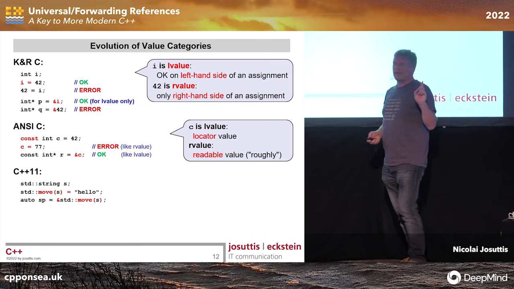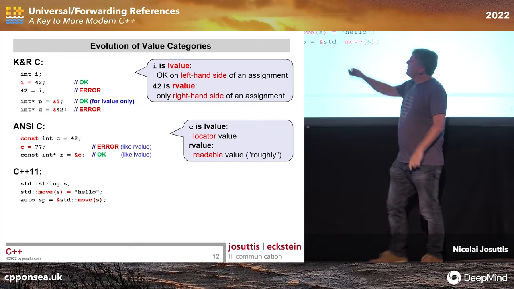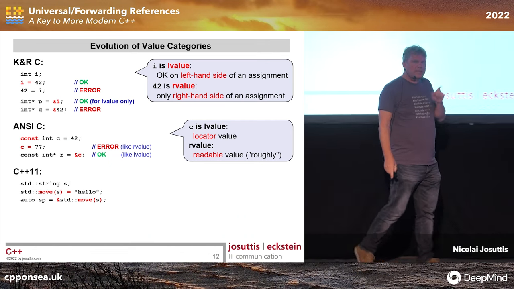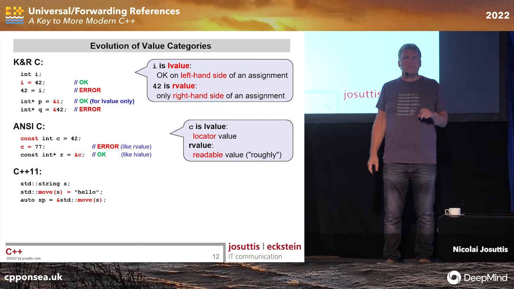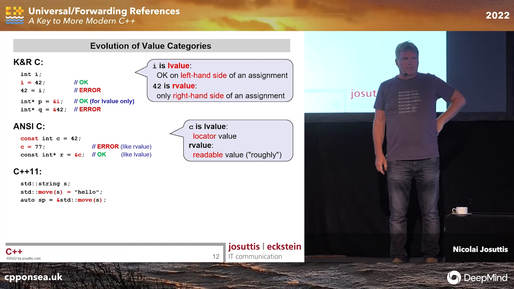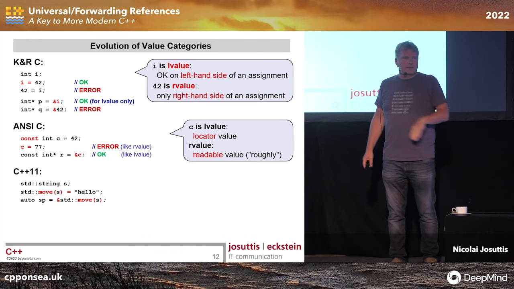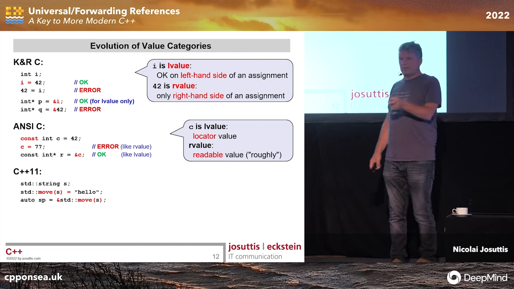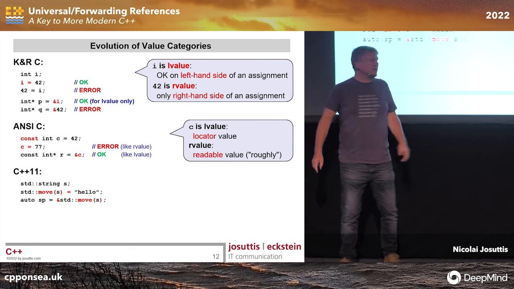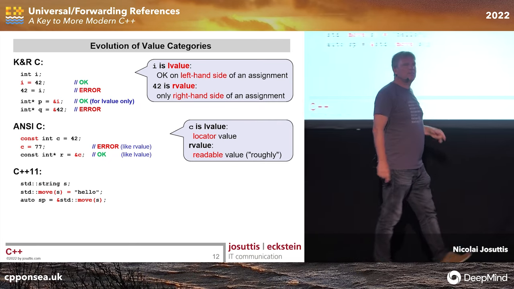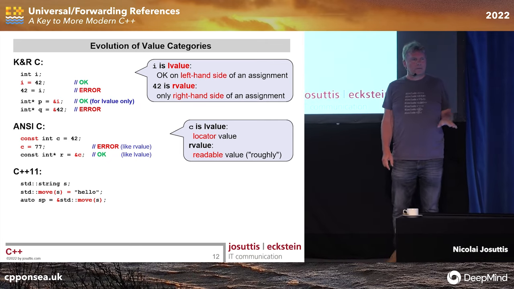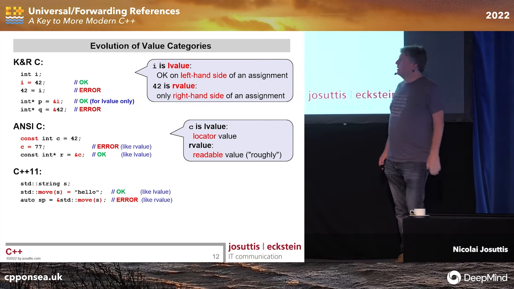well, before I tell you that, let me ask for a show of hands. Who thinks that the statement in the middle, so std::move of s equals hello, is valid C++? Who thinks yes? Please raise your hand. Who thinks it's not valid? Hey, Bryce, you didn't raise your hand. What's that? Okay, so who thinks that you can take the address of std::move of s? Raise your hands. Who thinks you cannot? Here's the answer.